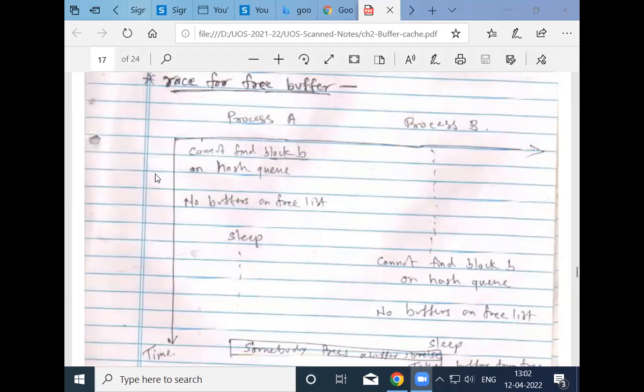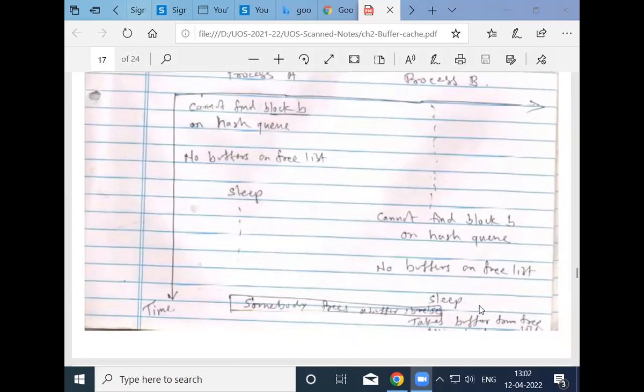On the y axis, this is the time. From this to this, process A is under execution. A went to the sleeping state, and after A, process B entered the system. B is also searching for block number 18 on the hash queue, but is unable to get it, so again it goes to the free list. There are no buffers on the free list, so process B also goes to the sleeping state. Both processes go to the waiting state because block number 18 is not there and the free list is empty.